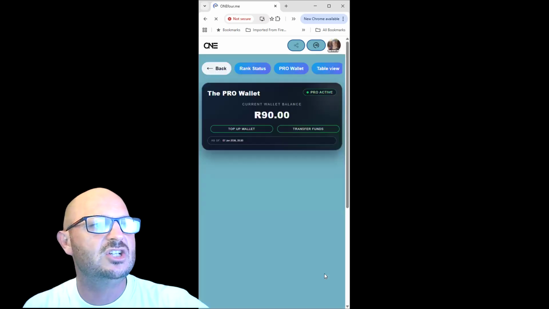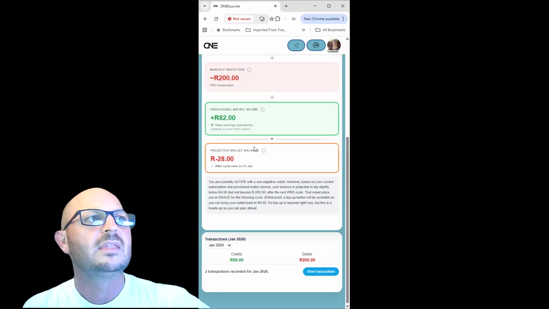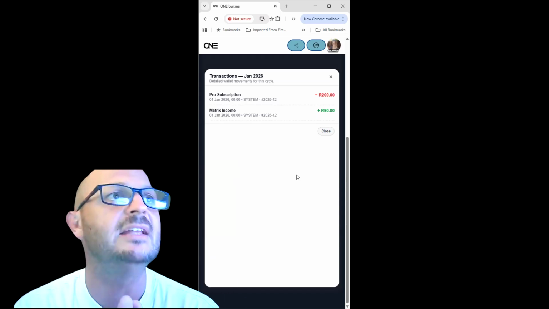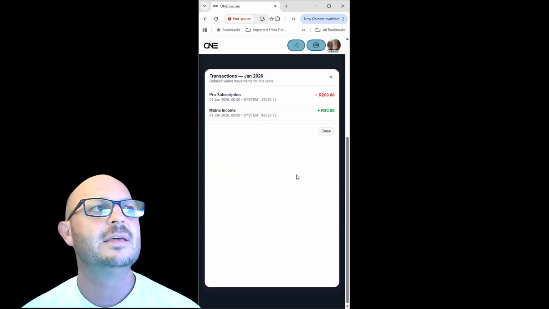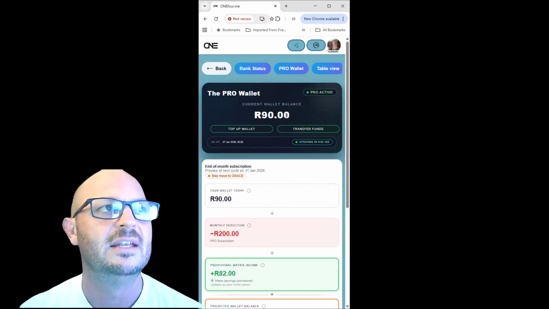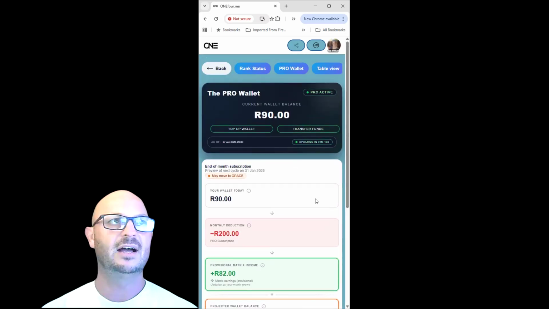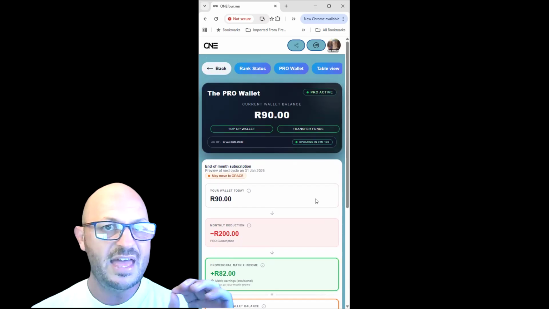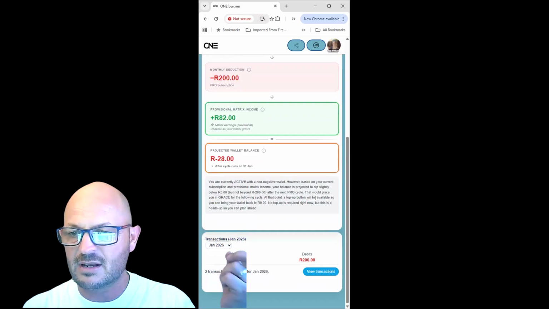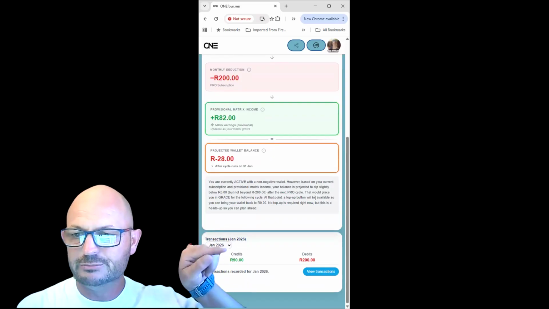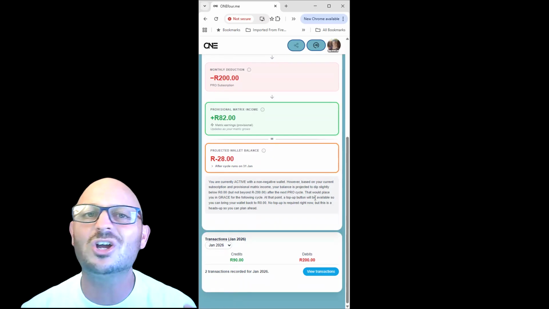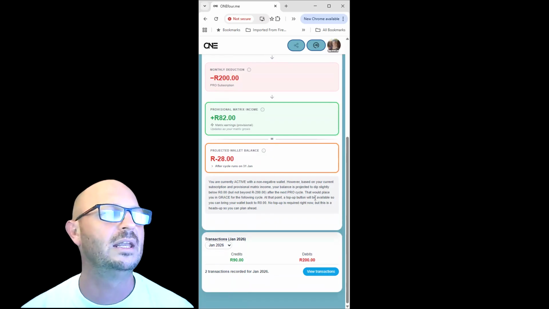Let's see any transactions in January. Matrix income, 90 Rand. So the matrix paid 90 Rand into her account. And you can see the pro subscription of 200 Rand went off. That leaves her with a total of 90 Rand in her wallet right now. Okay, so that is all that the transactions section, this section over here, shows. It just shows the transactions in and out of your wallet.